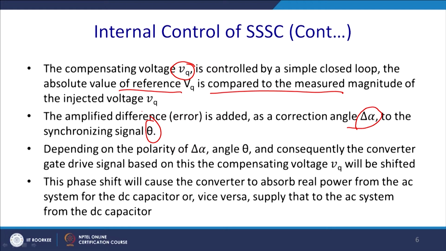Depending on the polarity of del alpha and angle theta, the converter gate driver signal based on this compensating voltage VQ will be shifted. This phase shift will cause the converter to absorb real power from the AC system for the capacitor or vice versa, or you can inject real power, if you have a storage capability, supplied to the AC system from the DC capacitor.